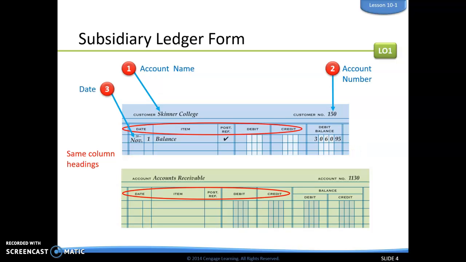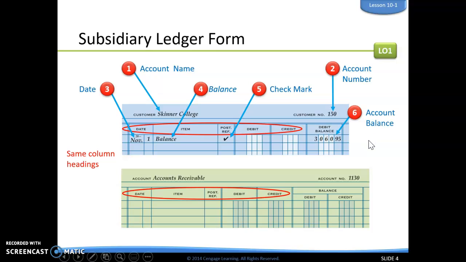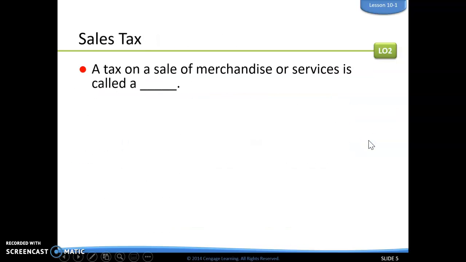Account name, account number, and that should say customer name, customer number, date. This is just showing us how we recorded the beginning balance. The check mark just means, again, that I'm not going to post anything. And the balance. Then we have to deal with sales tax when we sell things to our customers. A tax on a sale of merchandise or services is called a sales tax.